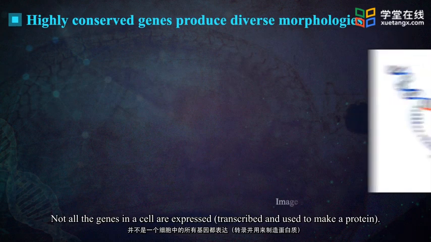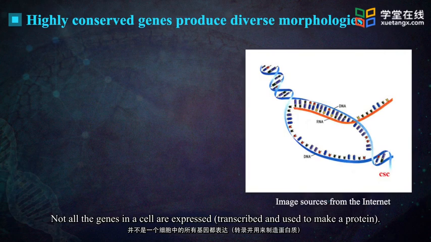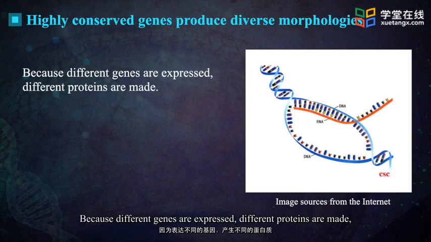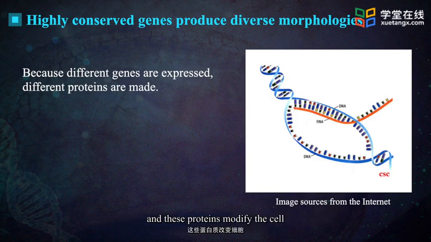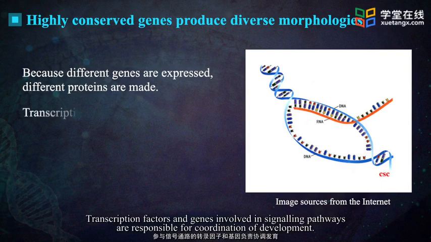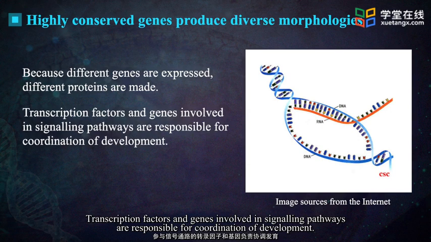Not all the genes in a cell are expressed, transcribed, and used to make protein. Because different genes are expressed, different proteins are made, and these proteins modify the cell. They determine the cell structure and control all cell processes. Transcription factors and genes involved in signaling pathways are responsible for coordination of development.